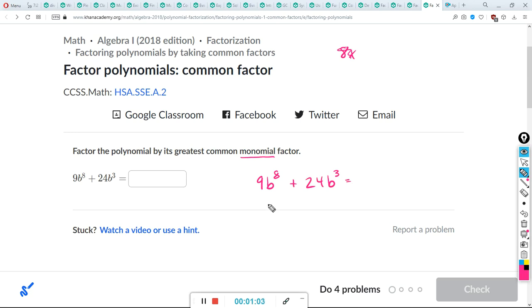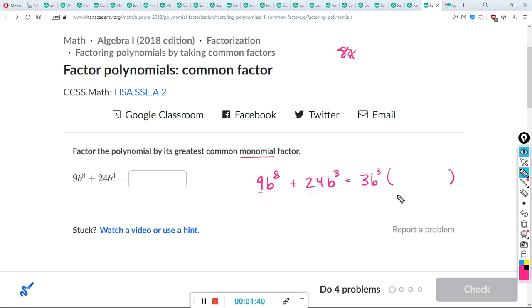The first thing you want to factor is the number or coefficient that's in front of the variable. So we have a 9 and we have a 24. I know both of those are divisible by 3. And then for the variable, you want to factor out the variable with the lowest exponent. So this is b to the 8th, and this one is b to the 3rd. b to the 3rd is less than b to the 8th, so I'm also going to factor out b to the 3rd.